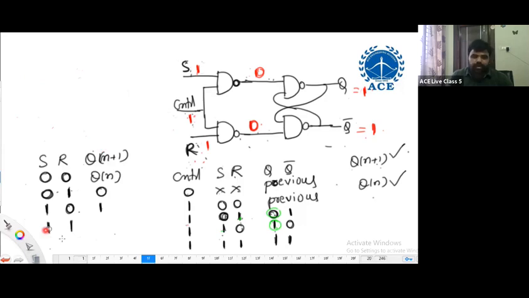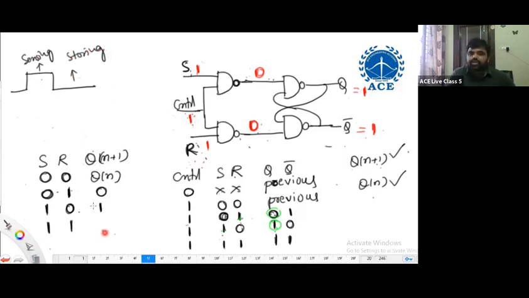When SR is 1, 1, what do we need to write? Q of n plus 1. What is Q of n plus 1? It is the stored value at Q after sensing the inputs. With respect to control, when control equals 1, it is sensing the inputs. When control equals 0, it is storing. Observe correctly: sensing and storing.